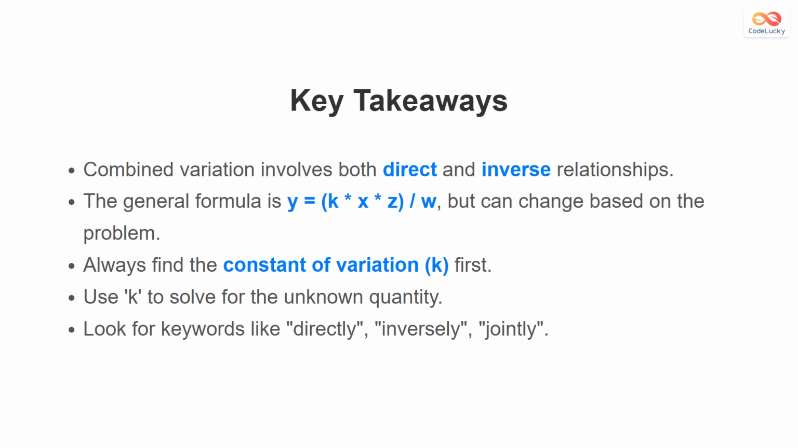To summarize, combined variation involves both direct and inverse relationships. The general formula is y equals kxz/w, but it can change based on the problem. Remember to always find the constant of variation, k, first. Then use k to solve for the unknown quantity. Look for keywords like directly, inversely, and jointly to set up your equation.